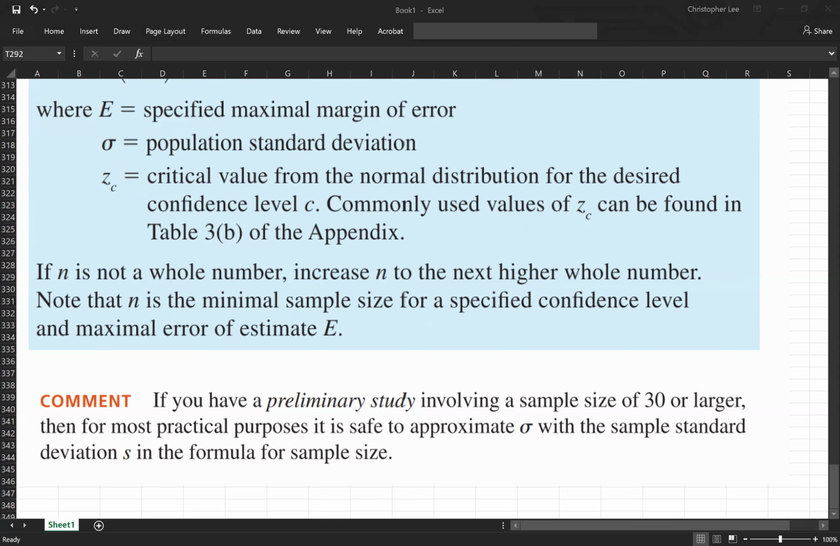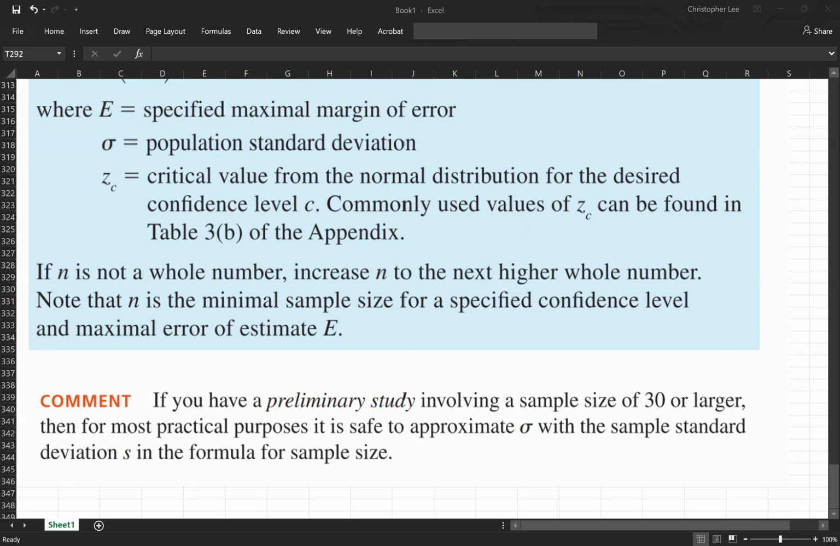If I have 30 or more, I could treat the sample standard deviation as sigma. If I gave you a sample standard deviation and I gave you a sample along with it that was 30 or bigger, you could treat that sample standard deviation as sigma.